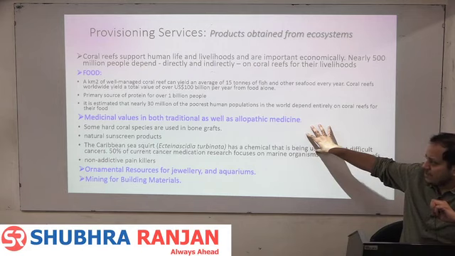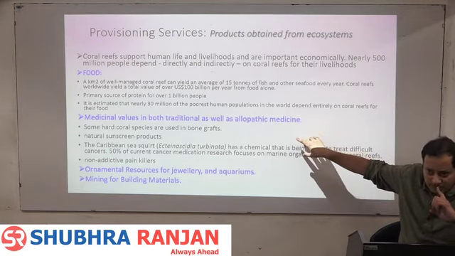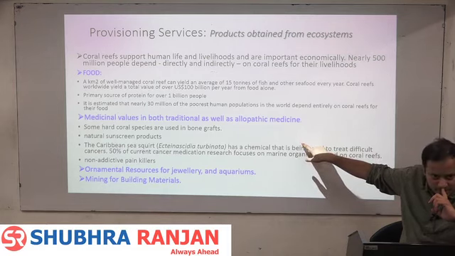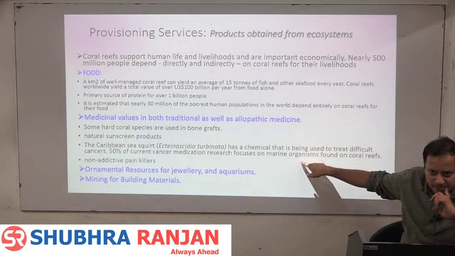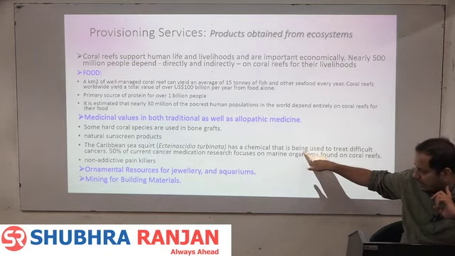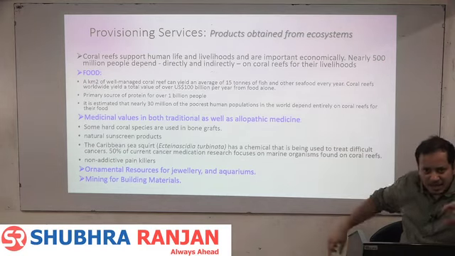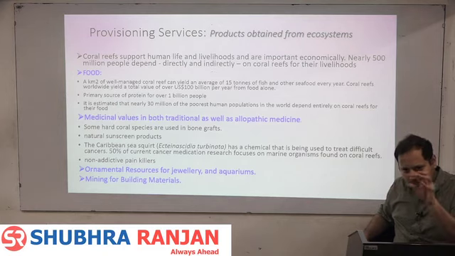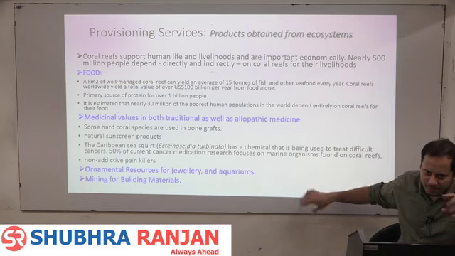Medicinal values, both in allopathy as well as traditional medicine. They are used in bone grafts, that is, after bones break, generally bone grafts are made from coral. Secondly, natural sunscreen products. Thirdly, cancer medicines, and fourthly, painkillers come from the corals. They are used as ornamental resources, corals jewelry, and in the aquariums. You generally see some dead corals placed in the aquarium for decorative purpose, and limestone for the building materials. Fine.